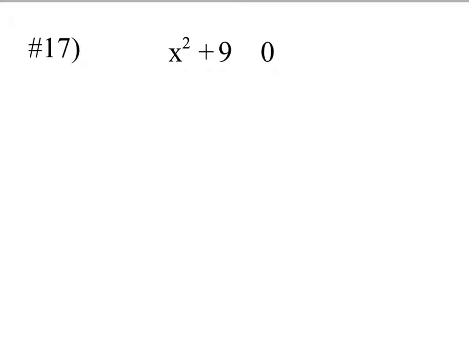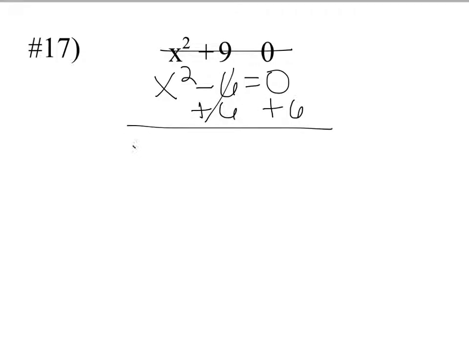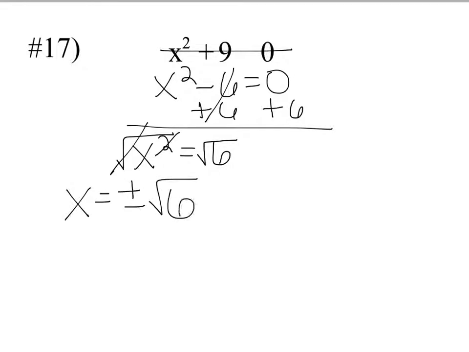Alright, so now number 17 is supposed to be, that's not right. Number 17 is x squared minus 6 is equal to 0. So I'm going to add 6 to both sides. So you have x squared is equal to 6. Then you're going to take the square root of each side to get rid of the squared, leaving you x is equal to, remember, plus or minus the square root of 6, because we made that square root. And you can't simplify square root of 6 at all, so that is your answer.